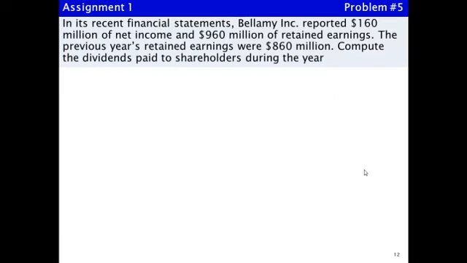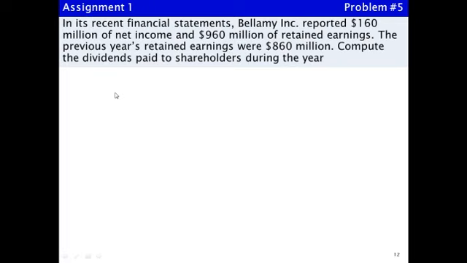Number 5. In its recent financial statements, Bellamy Incorporated reported $160 million of net income and $960 million of retained earnings. The previous year's retained earnings were $860 million. And we should see from this immediately that retained earnings increased by $100 million. That's going to be important. Compute the dividends paid to shareholders during the year.